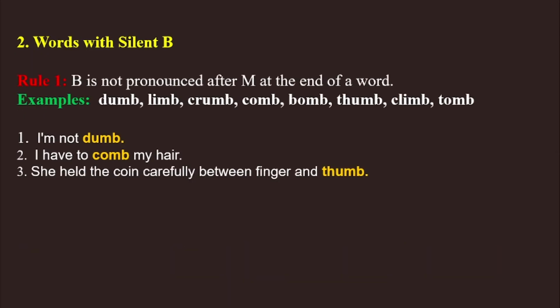Let's look at a second word with silent B. Rule number 1. B is not pronounced after M at the end of a word. Let's look at the examples. Dumb, limb, crumb, comb, bomb, thumb, climb, tomb. Now let's look at the examples. I'm not dumb. I have to comb my hair. She held the coin carefully between finger and thumb.